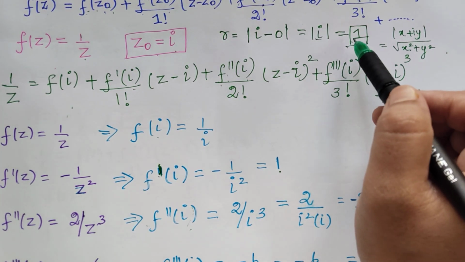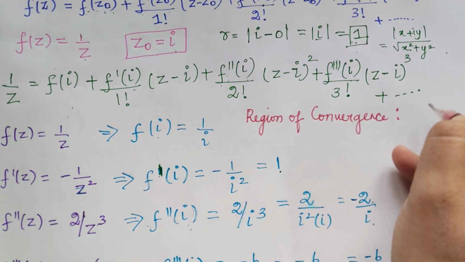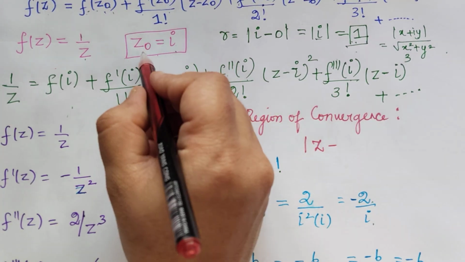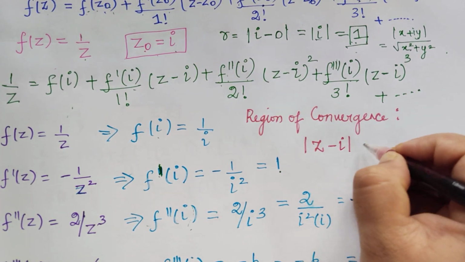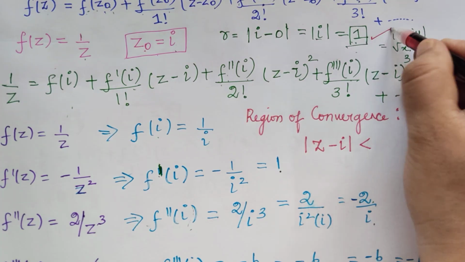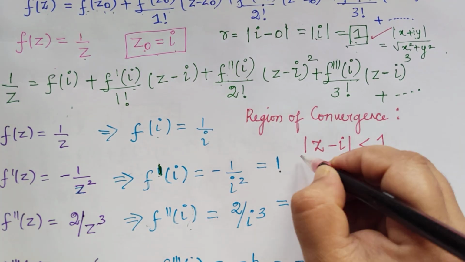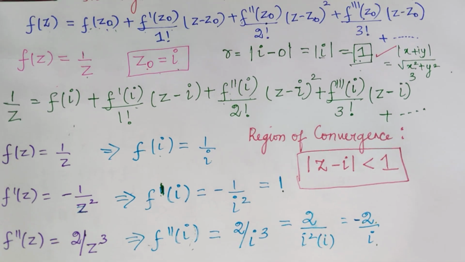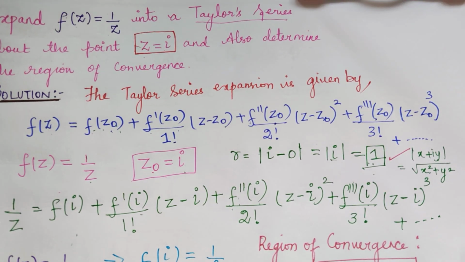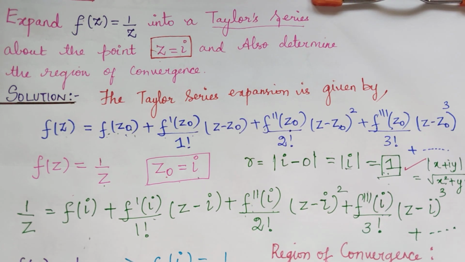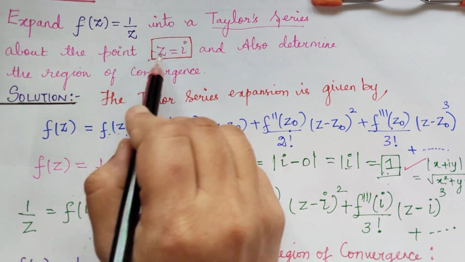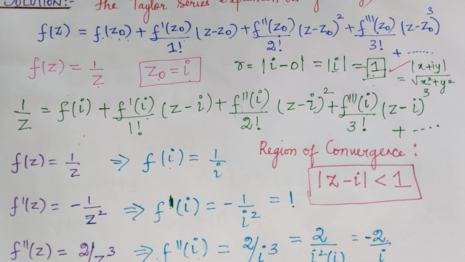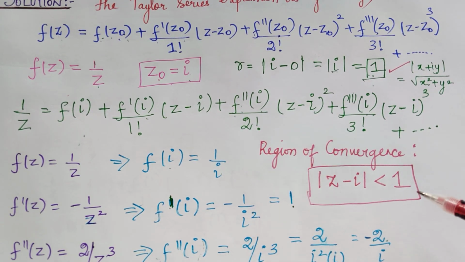So therefore what will be the radius of convergence for this problem? The region of convergence will be modulus of z minus z naught. Z naught is what? i. So z minus i lesser than r. R is also 1. So here we have 1. This gives us the region of convergence for the given function f of z equal to 1 by z, which is in Taylor series expansion about the point z equal to i. So when it is about the point z equal to i, the region of convergence is modulus of z minus i lesser than 1.